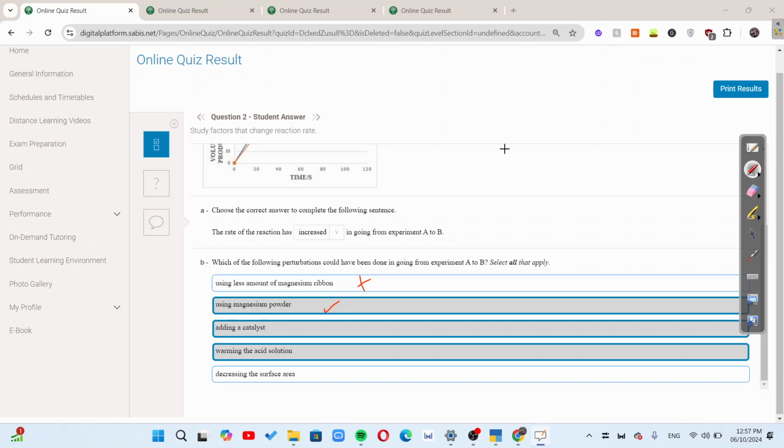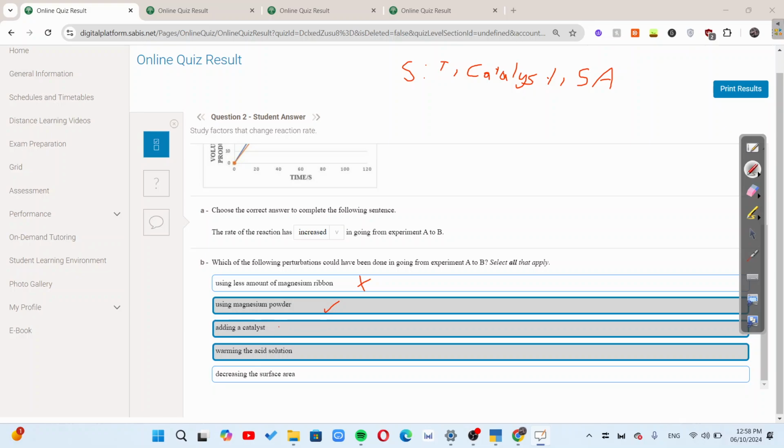one of the only things that increases the rate for solids is increasing surface area. For solids, the things that affect it are temperature, catalysts, and surface area. Okay, actually, guys, I'm going to get something to balance on because my handwriting isn't amazing.